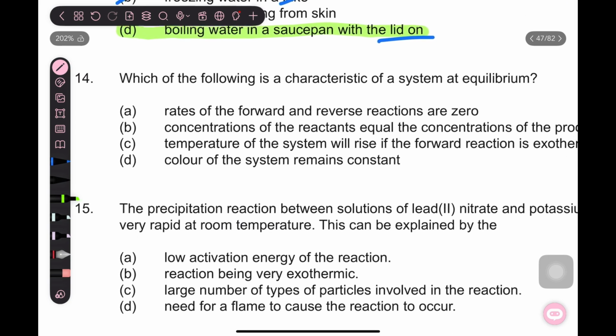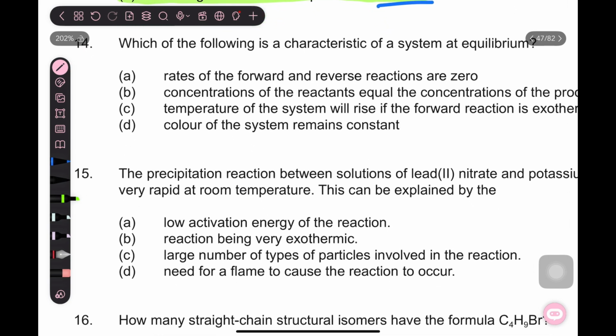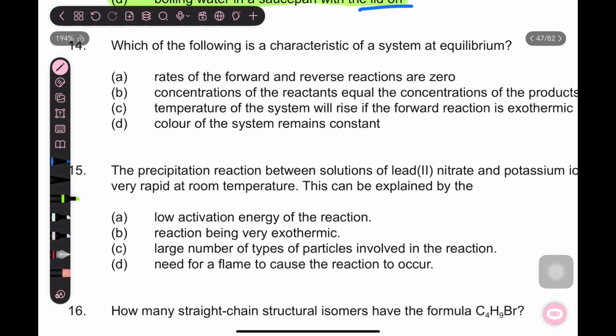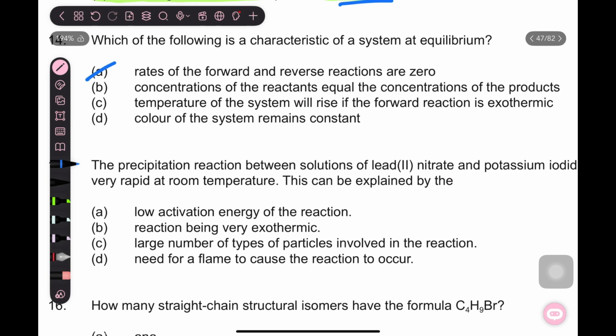Okay, question 14. Which of the following is a characteristic of a system at equilibrium? At equilibrium, the rate of the forward and reverse reaction is equal and not 0. Because if it was 0, then there would be no equilibrium system. So we can cross out option A. Then, the concentrations of the reactants will equal the concentration of the products. No, that's not necessarily correct. Just because the rates are equal does not mean that the concentrations are equal.